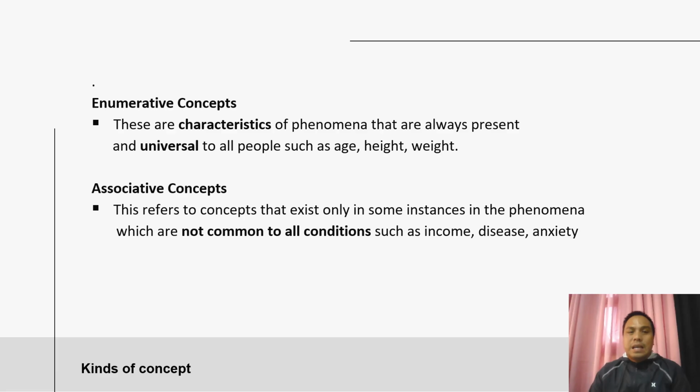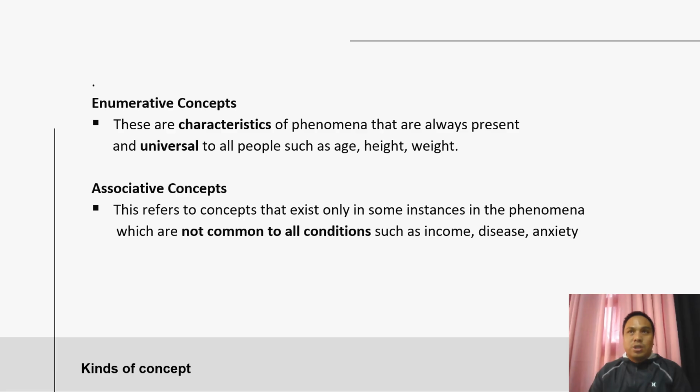Okay, we have your enumerative concepts. These are universal characteristics of phenomena that are always present in every individual, regardless of culture, background, or conditions. So they are measurable and constant features that exist in all people. For example, we have your age. Every person has an age that is measured in years. Height, every individual has a measurable height. We have your weight, universally present and measurable. And then your sex, which is male or female, that is also called a dichotomous variable. And then we have your vital signs like temperature, pulse, and respirations present in all humans.